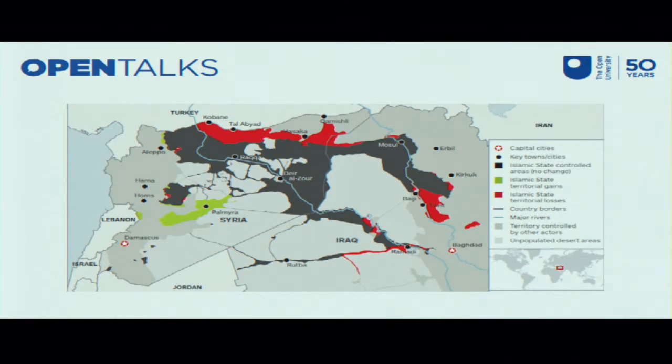Now again, the Islamic State in Syria and Iraq is supported by key powers within the Middle East, particularly within parts of the Saudi state and the Gulf states, and also Turkey.